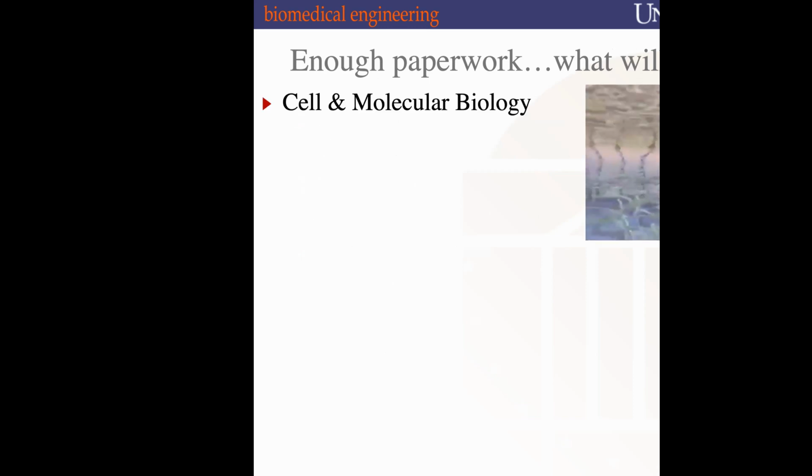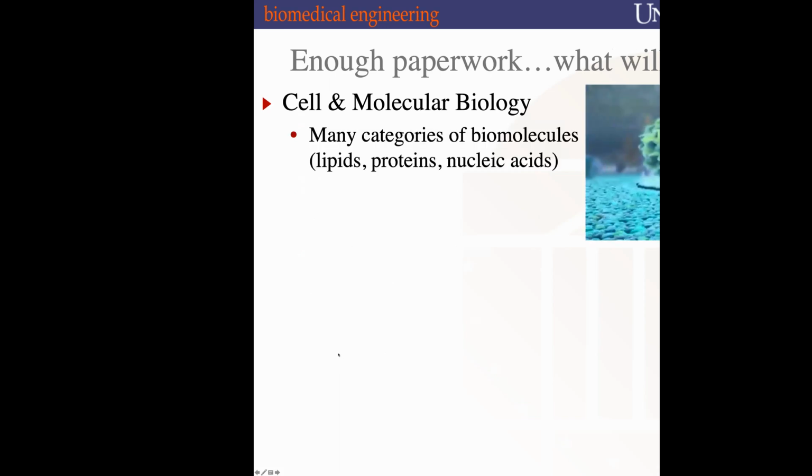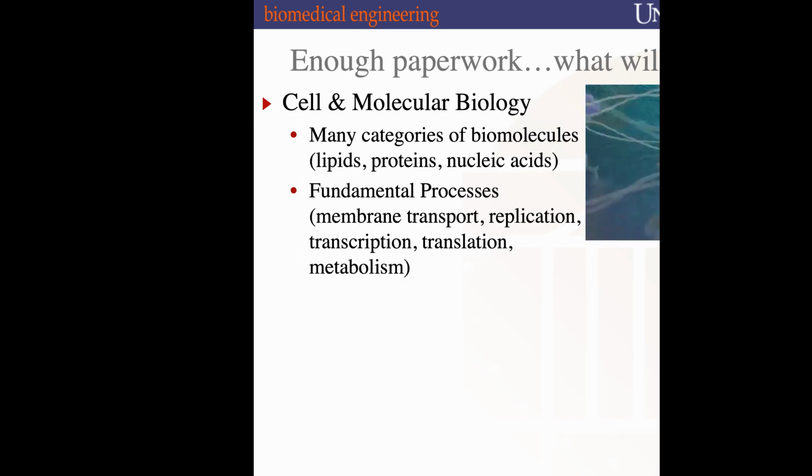Okay, so that covers a lot of the administrative stuff throughout the course of the semester. What are we actually going to cover? So in the cell and molecular biology course, we'll be discussing a lot of the different categories of biomolecules. We'll be talking about lipids, proteins, nucleic acids, RNA and DNA, as well as some carbohydrates. And we'll be tying them together to look at the critical fundamental processes in cell and molecular biology.